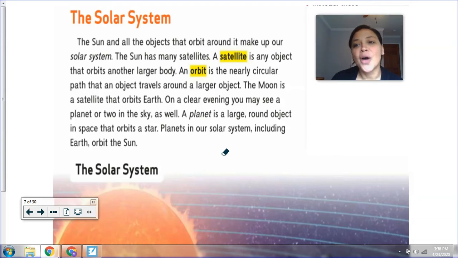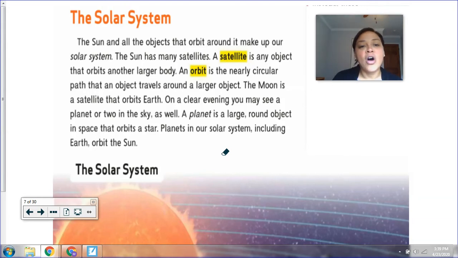And so please read along with me as I read this aloud. And I want you to look for any vocabulary words that I just introduced to you. And I would like for you to be ready to answer some questions based off of what we read.